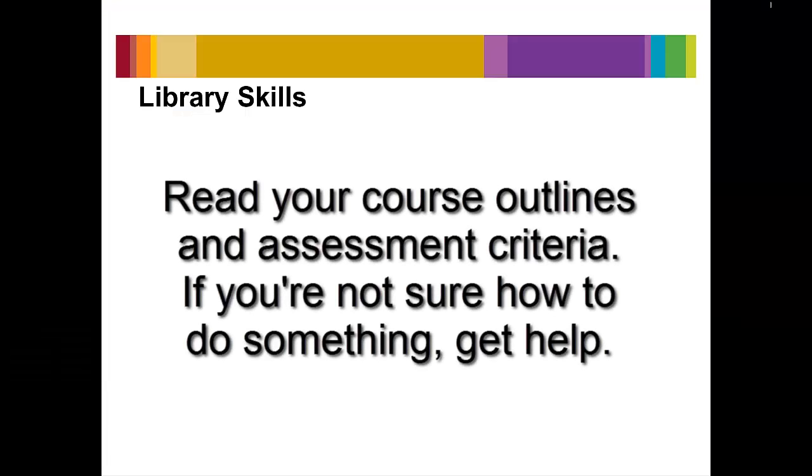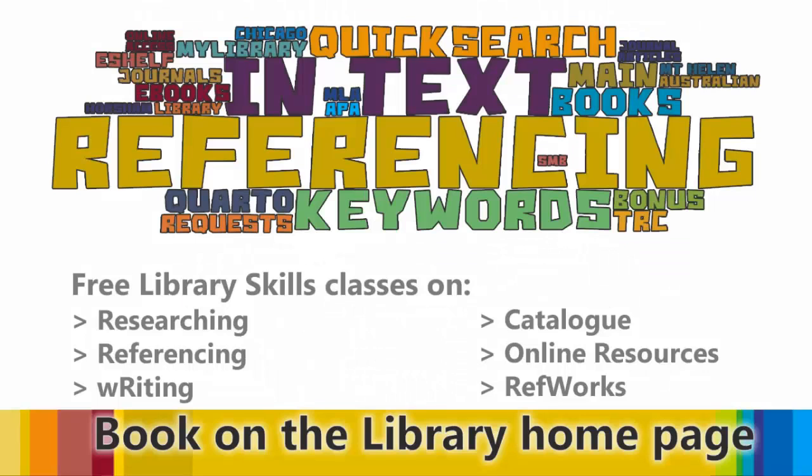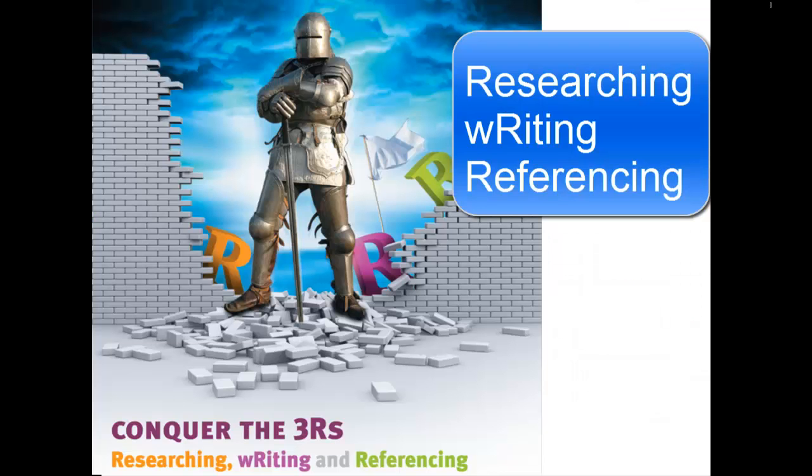When you start classes and get your course outline, have a read through it and the criteria for your assessments. If you're not sure what your lecturer wants when they say journals, peer-reviewed journals, APA referencing, or you feel like you might like some pointers on researching, then check out the free library skills classes, or the 3 R's classes, bookable through the library website.